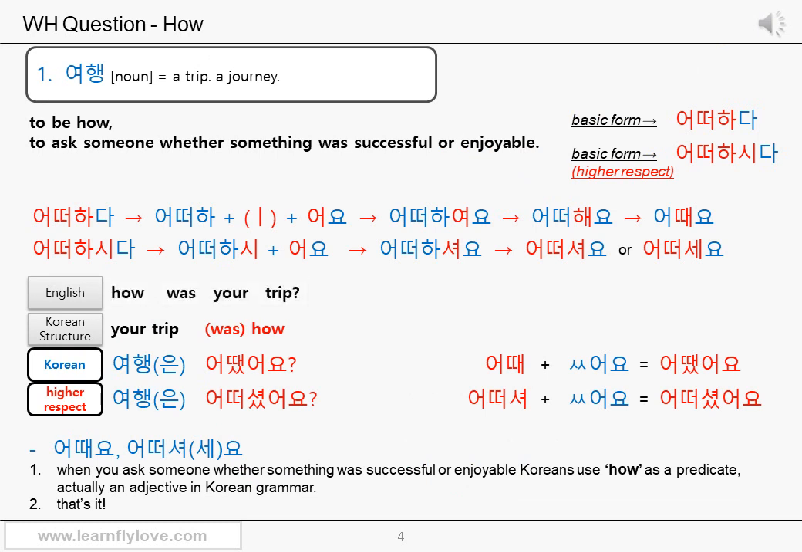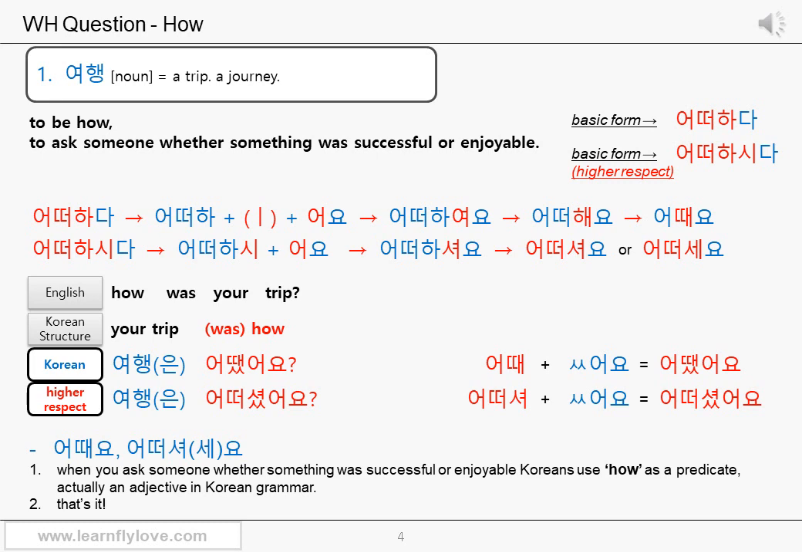How was your trip? This is the sentence that is asking someone whether something was successful or enjoyable. How was it? How was the Korean food you had this afternoon? How was your date last night, right? When you ask someone whether something was successful or enjoyable in Korean, you use how as a predicate, actually an adjective in Korean grammar. What is the predicate that you're going to use then? Let's take a look at it together.